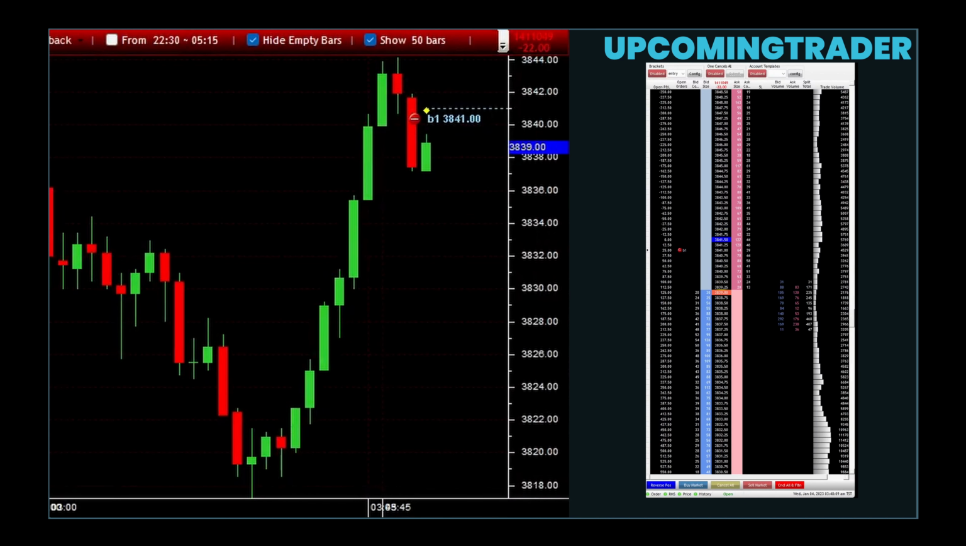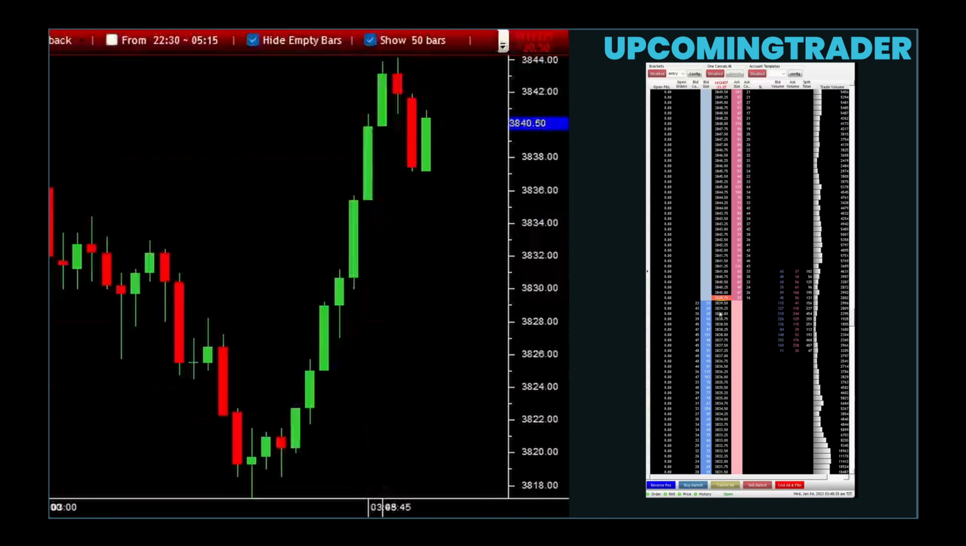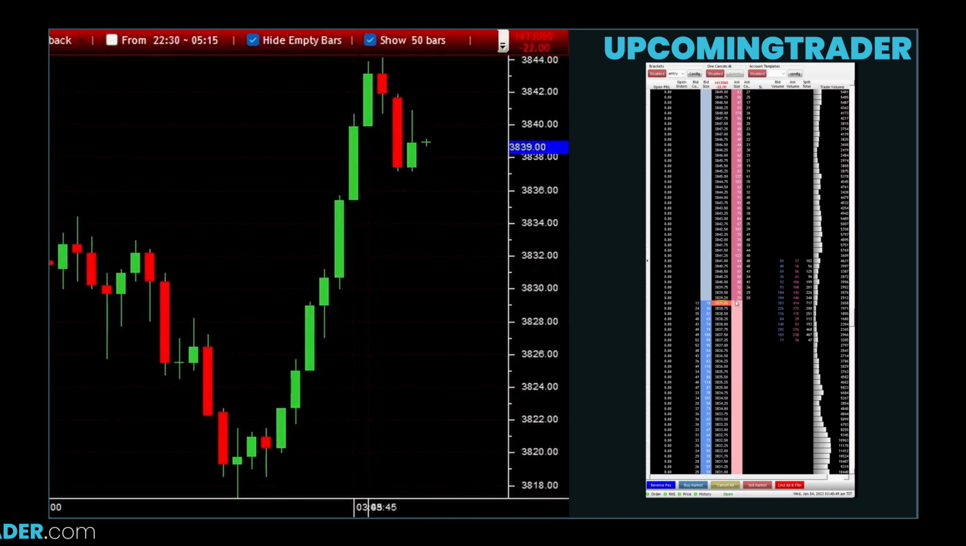Picture a ball bouncing against a solid floor, but with each bounce, it does not go as high as before. Eventually, the ball runs out of energy and breaks through the floor. In the case of a descending triangle, the price keeps getting pushed down to the support level by the sellers, and once the support finally gives way, the price is likely to break downward sharply. This means that the sellers are taking control of the market, and it suggests that the downward pressure is about to increase.